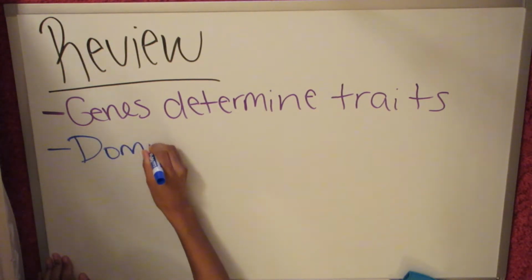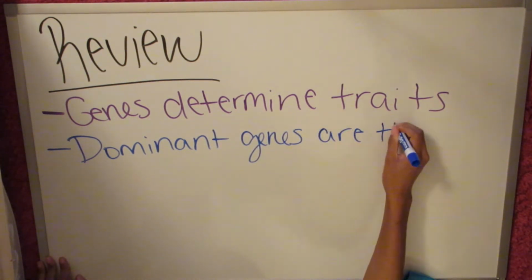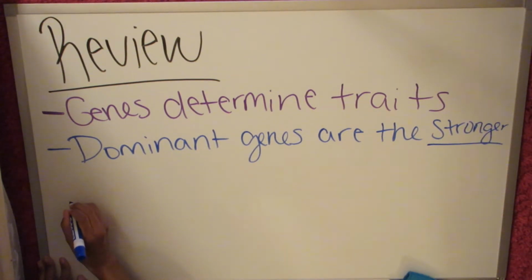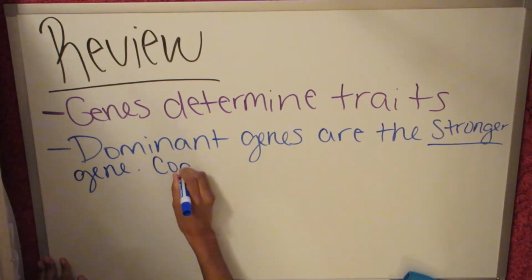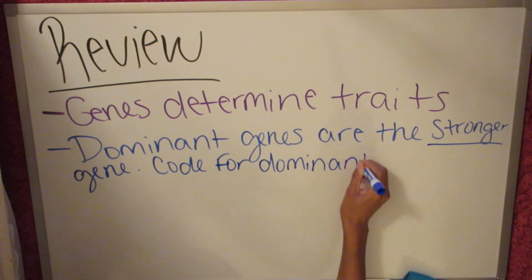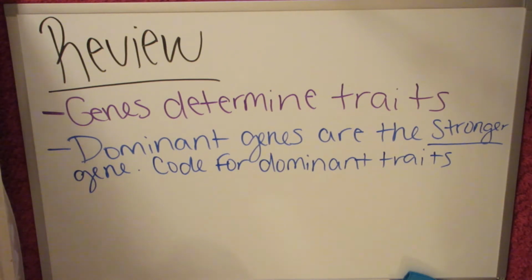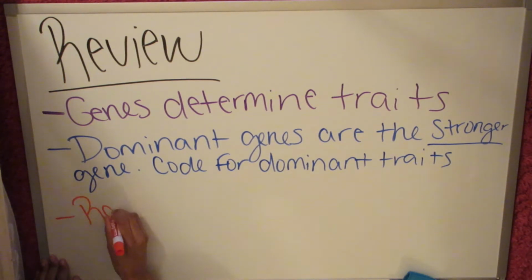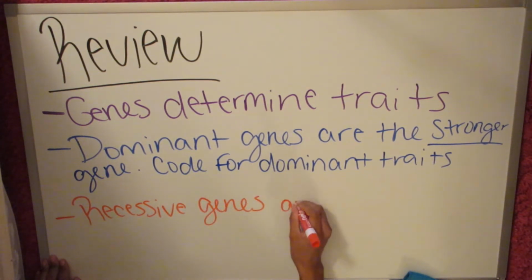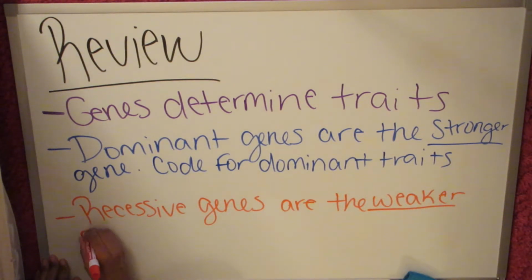Next, we have dominant genes are the stronger gene, and they code for dominant traits. Next, we have recessive genes are the weaker gene, and they code for recessive traits. Hopefully you guys are taking those notes, getting those extra credit points.